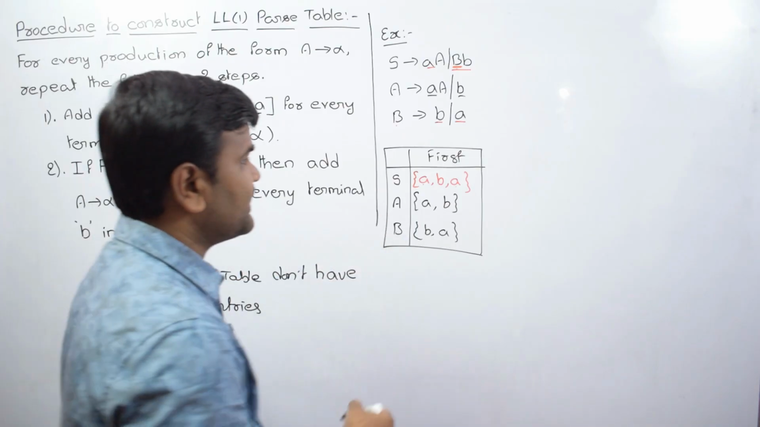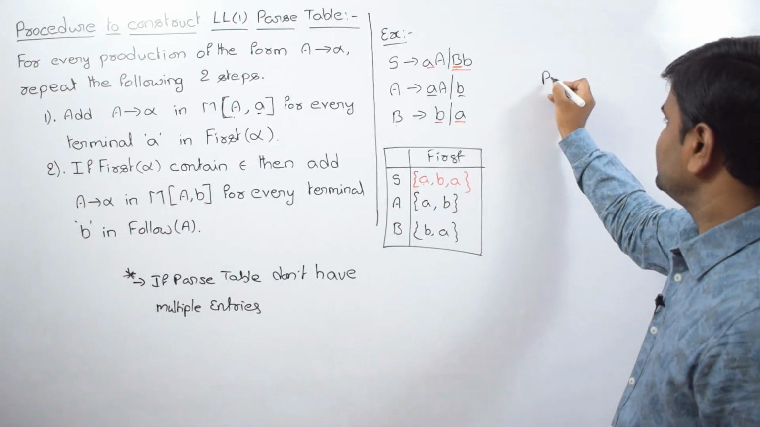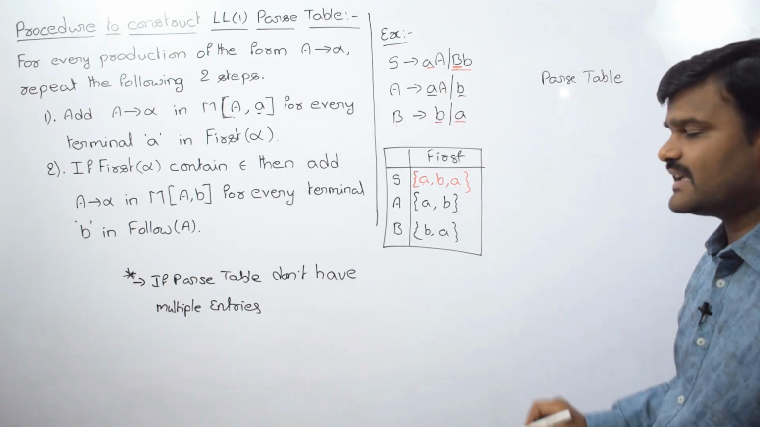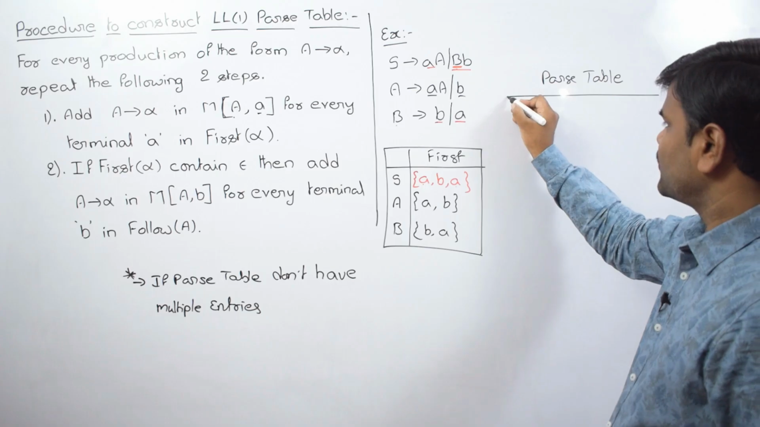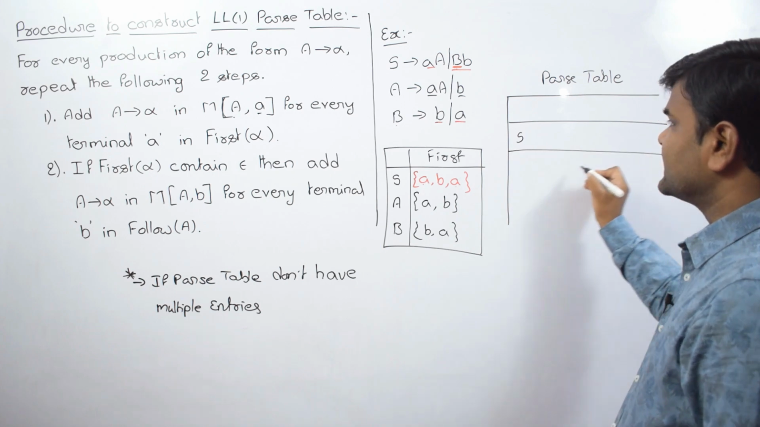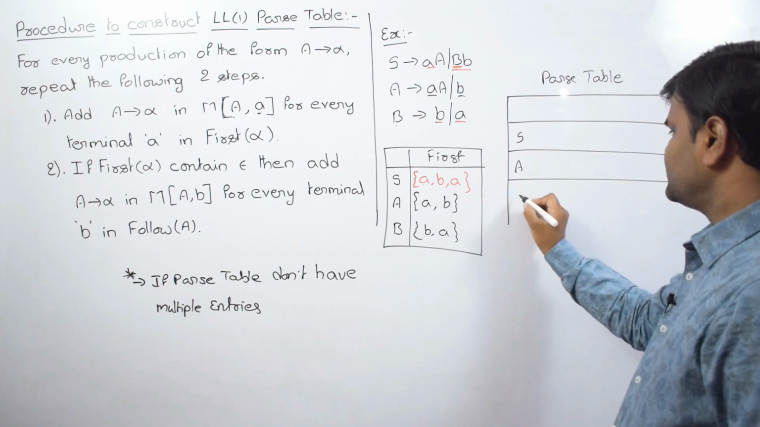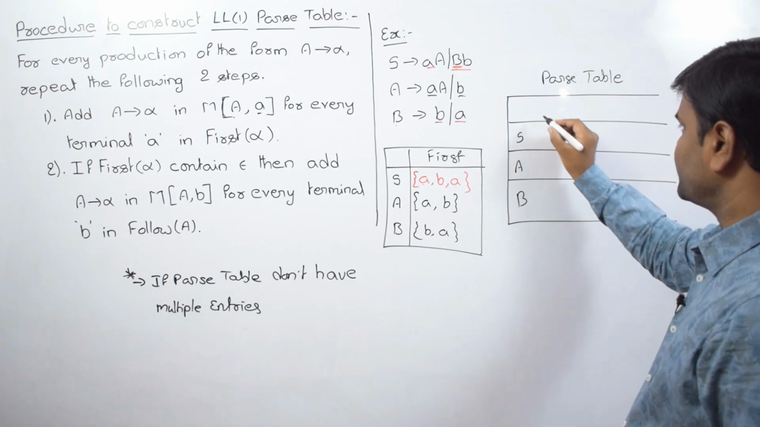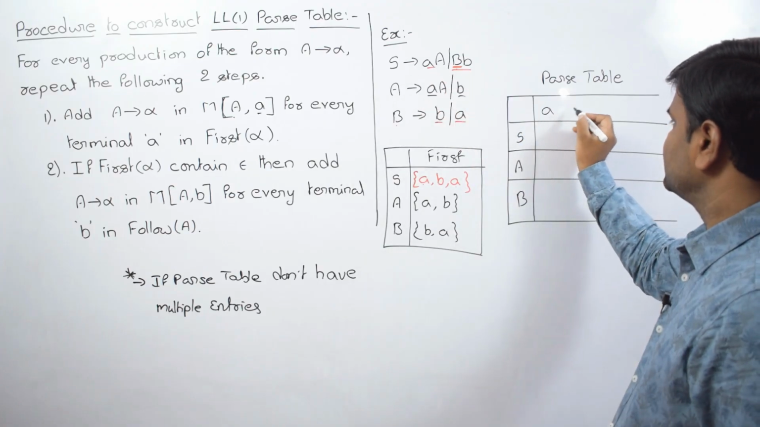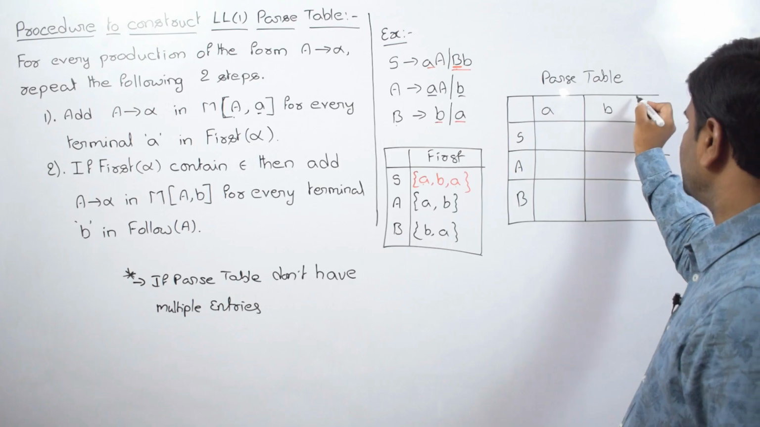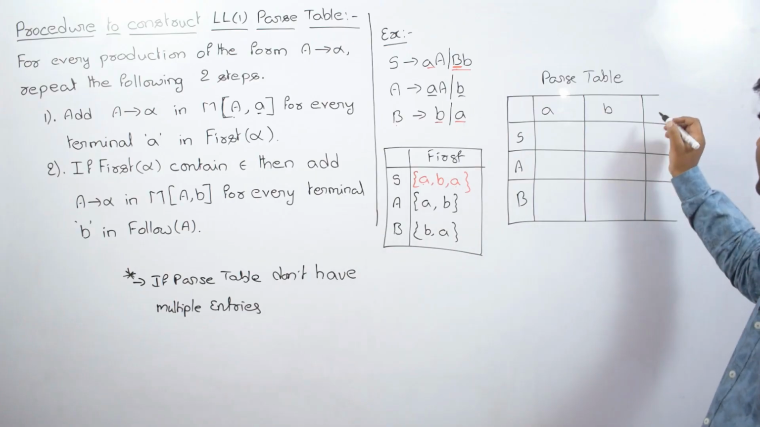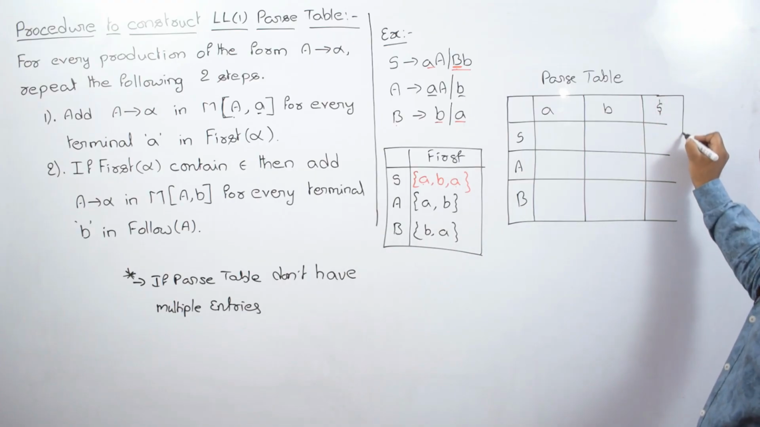Now let us try to construct a parse table. In the parse table, how many rows will be there? Total 3 non-terminals are there, so total 3 rows will be there. First one is S, second one is A, then we have B. Then how many columns will be there? A is one terminal, B is another terminal, so only a and b are the terminals directly, and dollar we have to add. So total 3 columns we are going to take.